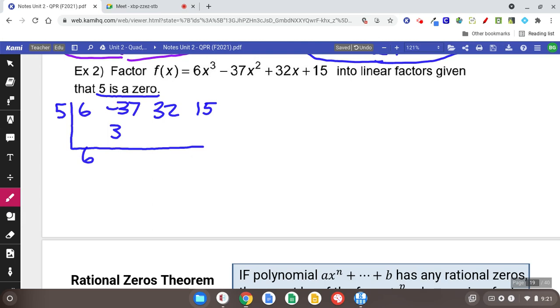I'm going to multiply and get 30. Add down is negative 7. Multiply is negative 35. Add down negative 3. Multiply negative 15. Add down 0. All right, there we go. That's the first one we've had a remainder of 0.